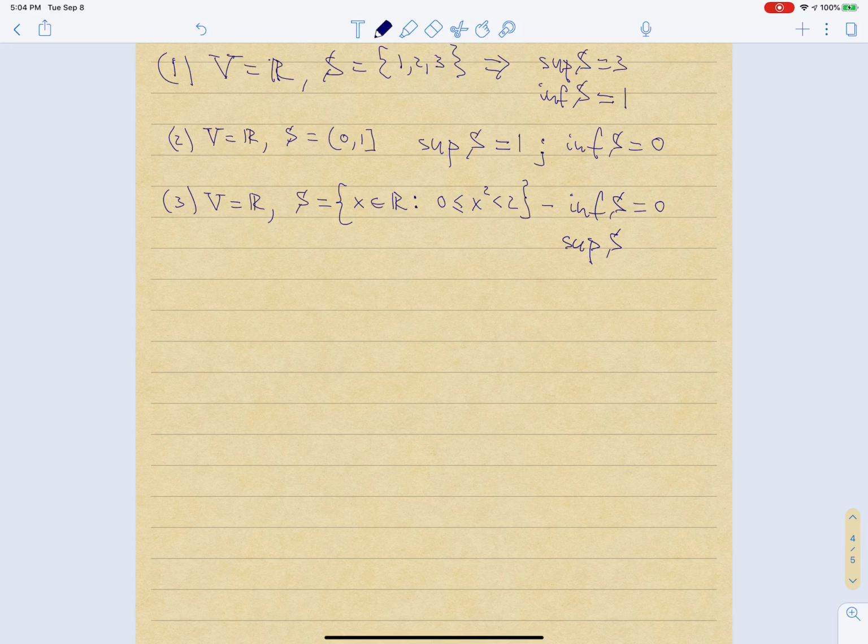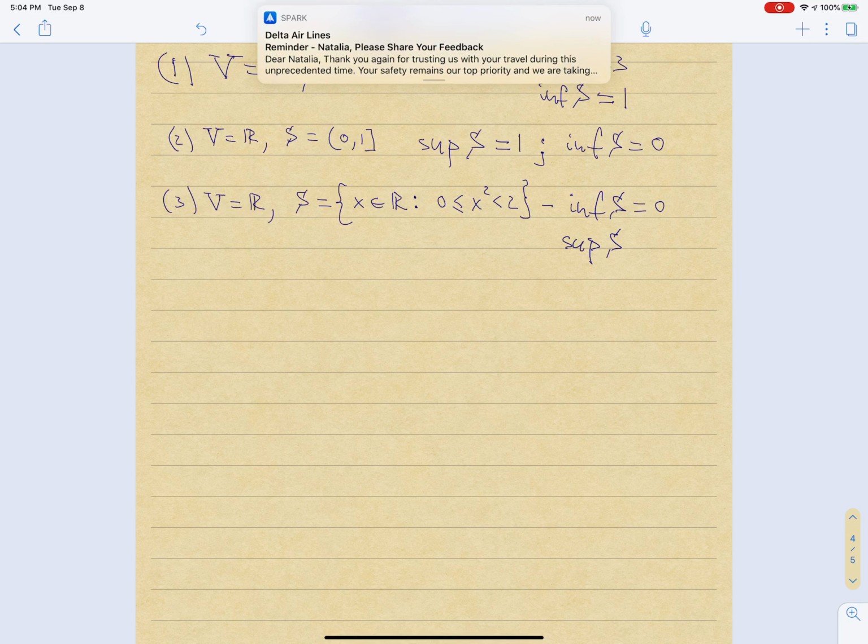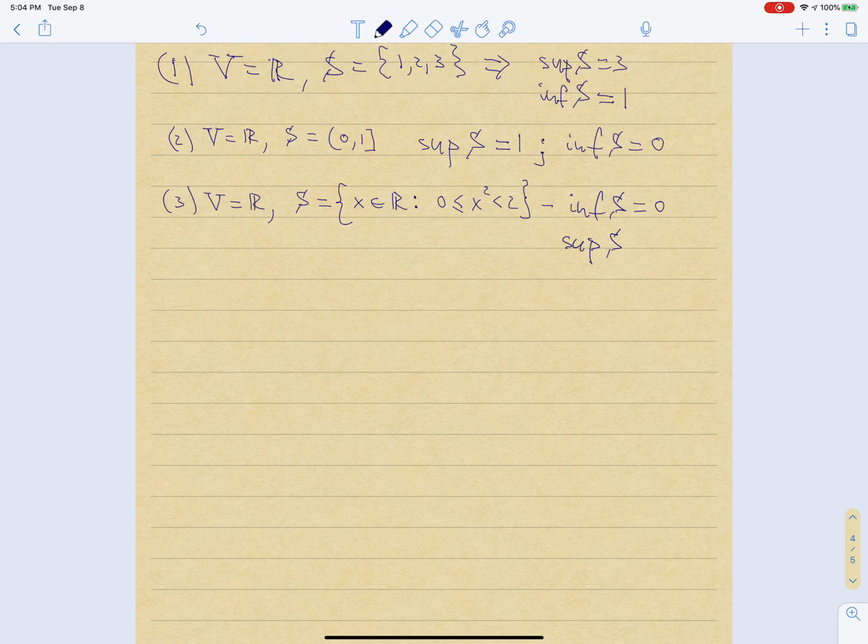And what about the supremum of S? Well, in this case, any number which has a square greater than or equal to 2 is going to dominate all terms in capital S. So then the smallest out of those is going to be x squared equal to 2. So the least upper bound should be the square root of 2, right? Because that's the smallest number which is greater than everybody in the set.